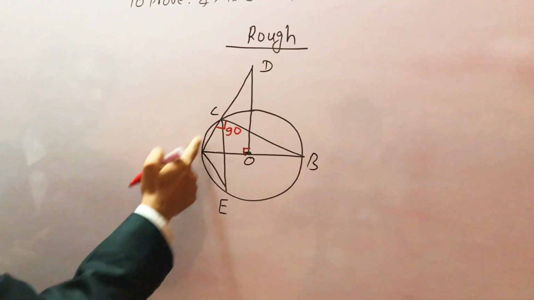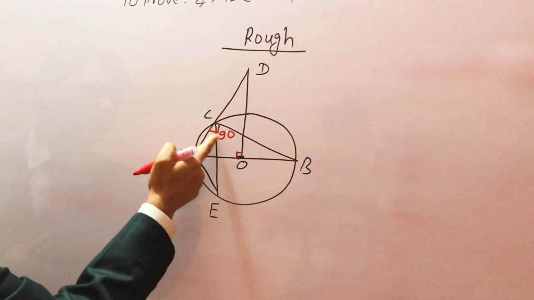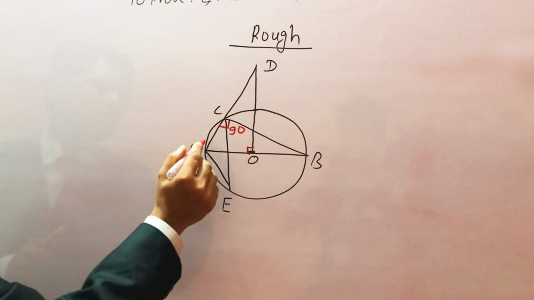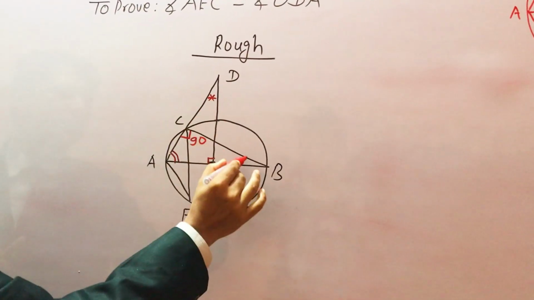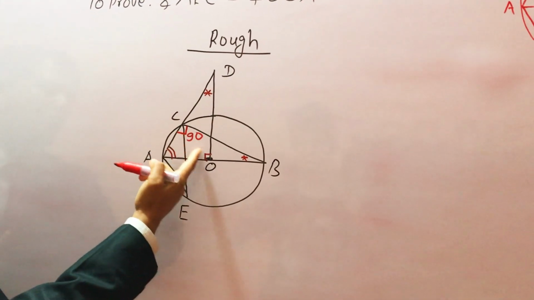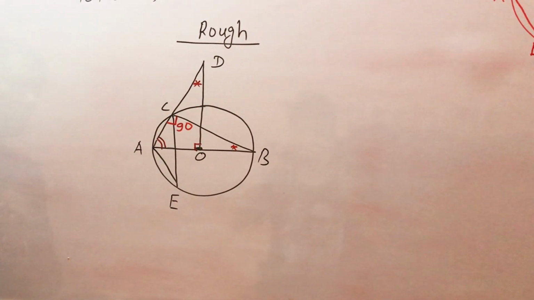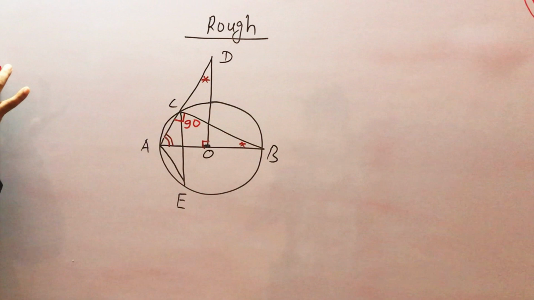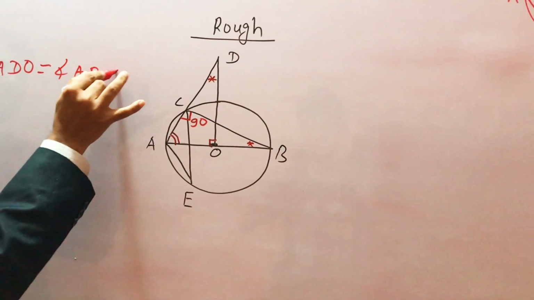Now, in triangles ADO and ACB, these two angles are equal because both are right angles, and this angle A is common. Angle D and angle B are the remaining angles of the triangles. If two angles are equal, then the remaining angle is also equal in the triangle, and hence we can write angle ADO is equal to angle ABC.